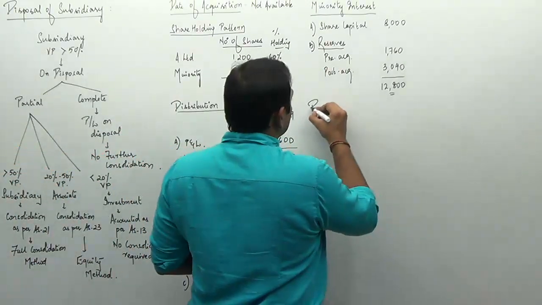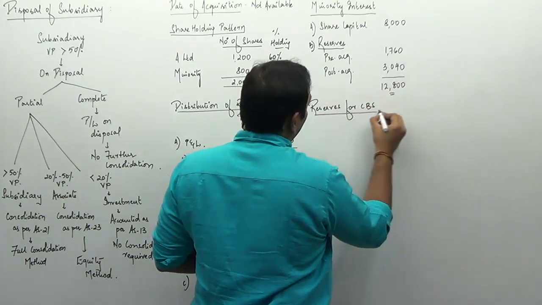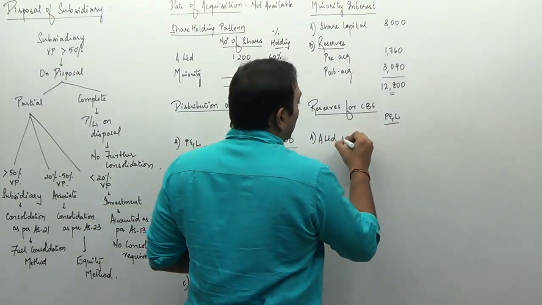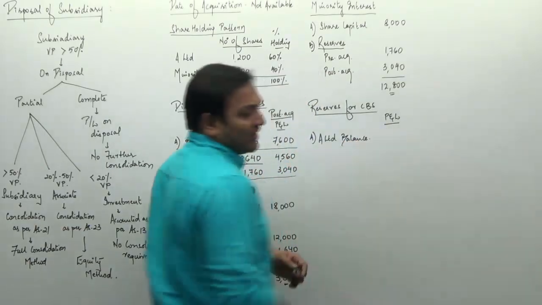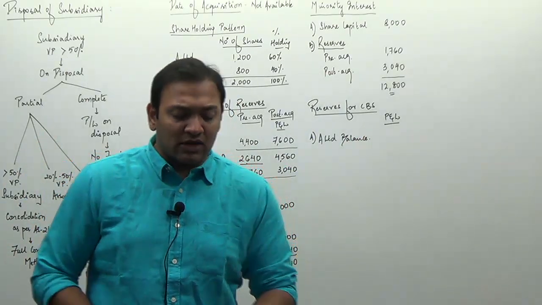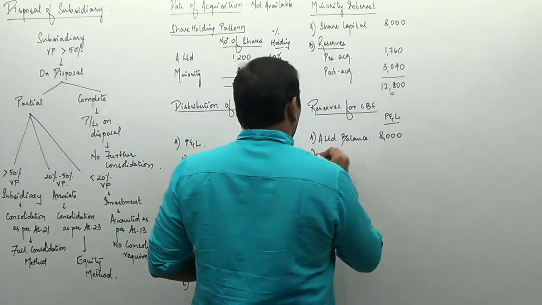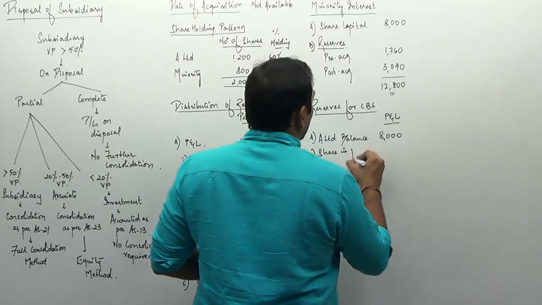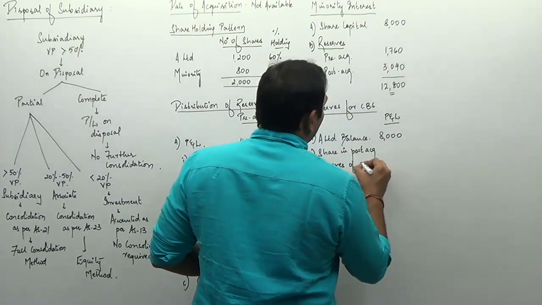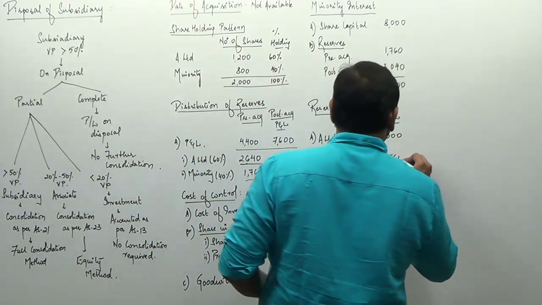Go for your reserves for CBS. Only one reserve, that is P&L. Eliminated balance of P&L, you need to check the balance sheet and fill up. P&L brought forward was 6,000. Profit during the current year was 2,000. The total profit to be brought forward is 8,000. Add his share in post acquisition reserves of B Limited. His share in post acquisition reserves of B Limited is 4,560.